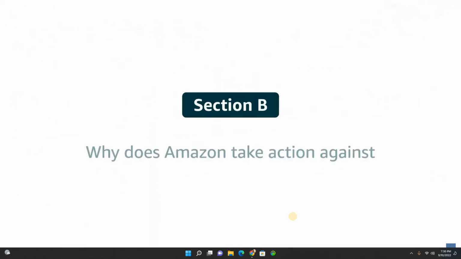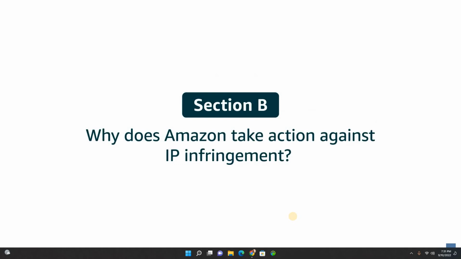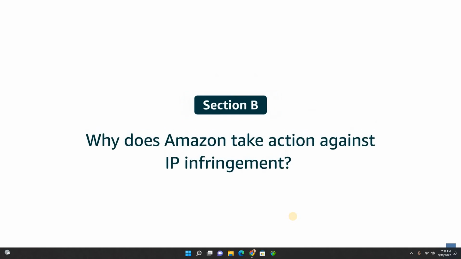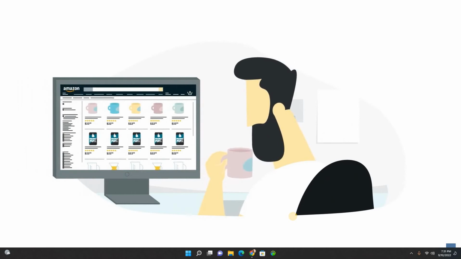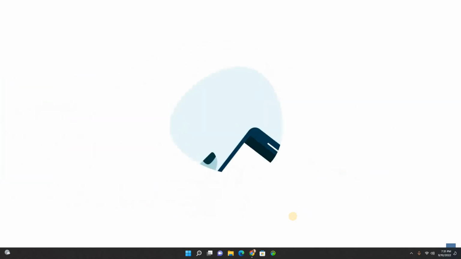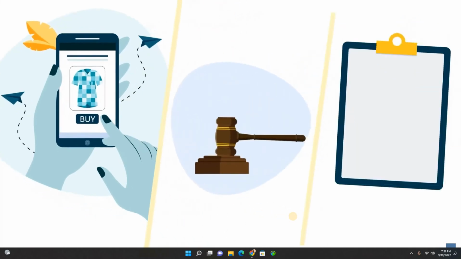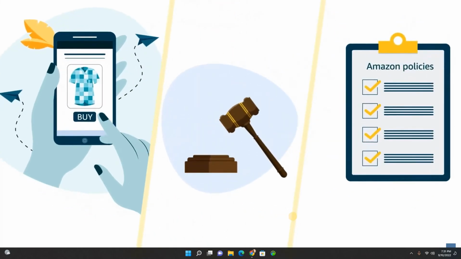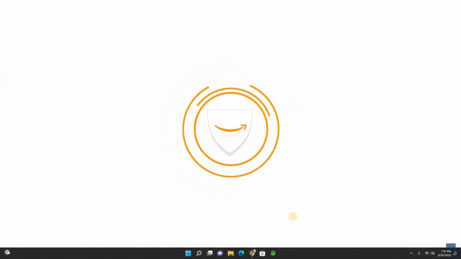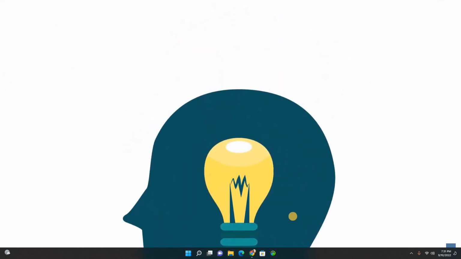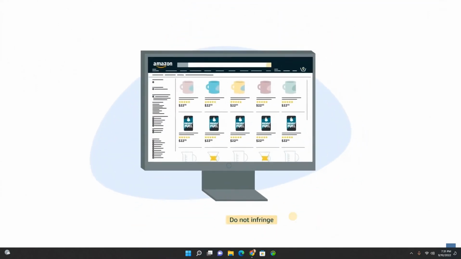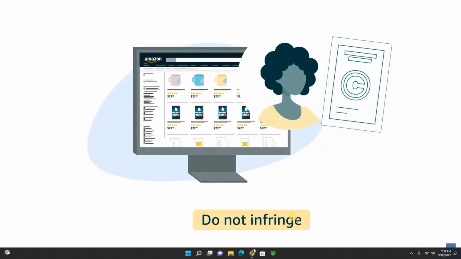Next, let us discuss why does Amazon take action against IP infringement? Customers trust that they can buy with confidence on Amazon. Products offered for sale on Amazon must comply with all laws, regulations, and Amazon's policies. Amazon strives to protect the rights of intellectual property owners and to ensure that goods listed on Amazon do not infringe on any rights of the IP owner.